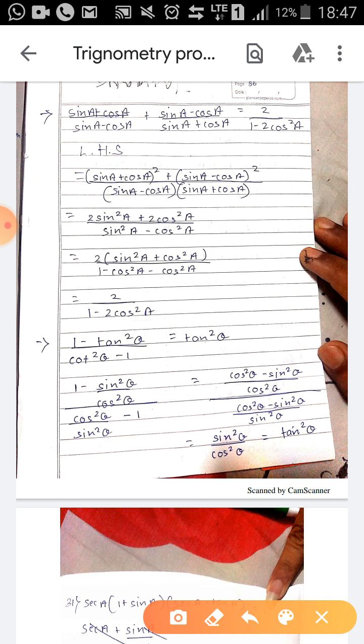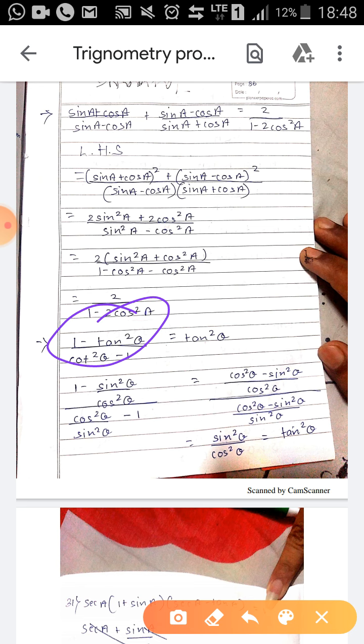Now we move on to the second sum, which says that 1 minus tan square theta by cot square theta minus 1 is equal to tan square theta. This is what you have been asked to prove. Now you need to think about what you can do with this 1 minus tan square theta by cot square theta minus 1.